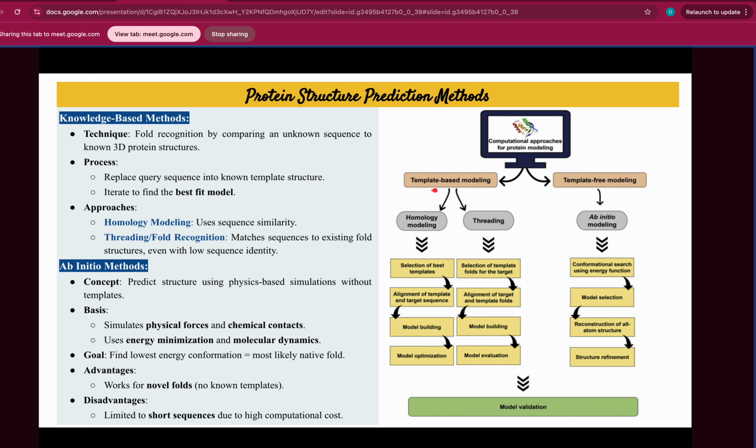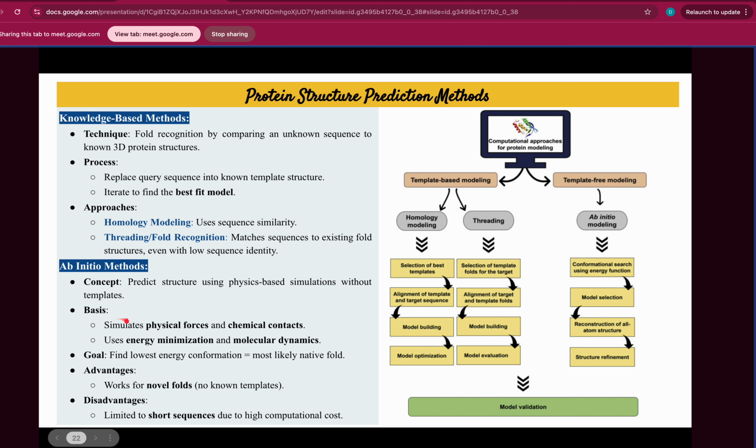Next method, if we do not have template based information, for example, if we are not able to establish the sequence identity to other sequences, so in that case we move to template free modeling, which is the ab initio modeling, which predicts the structure using physics based simulation without any template. So in this, we do conformational search using the energy functions. Model selection is done and reconstruction of all atom structures. Structure refinement is done, and ultimately model is validated and that structure is predicted.